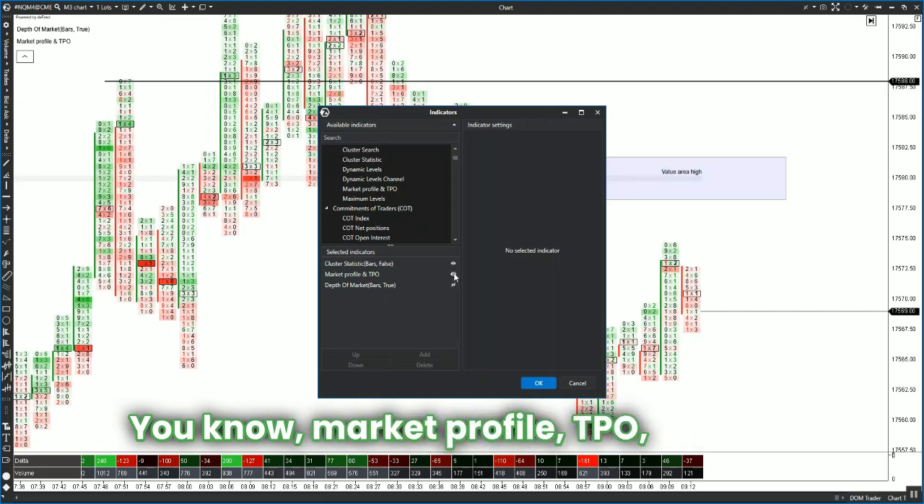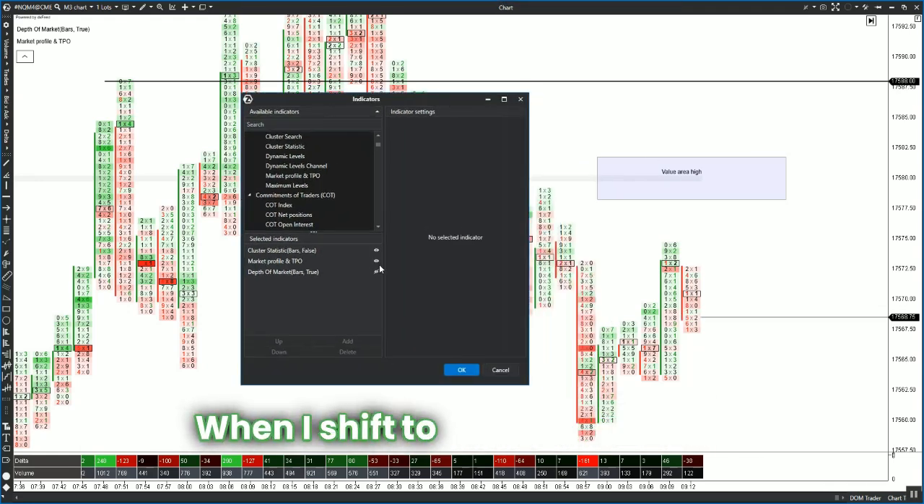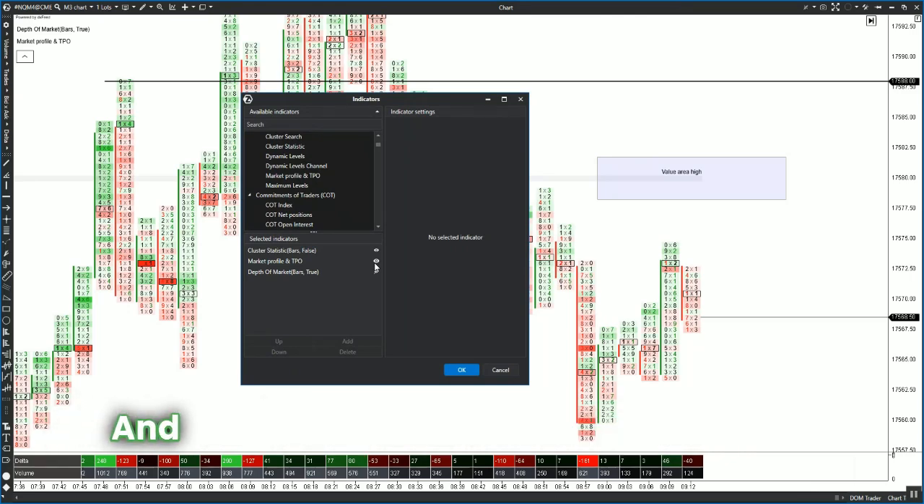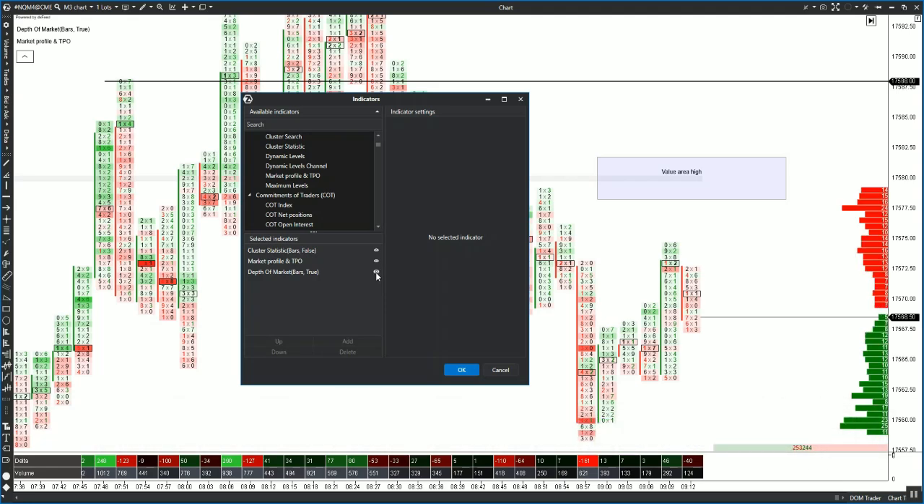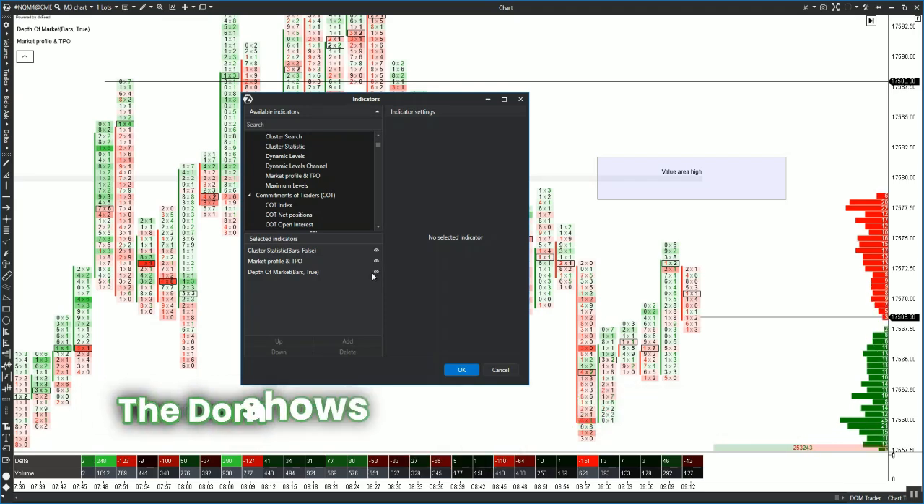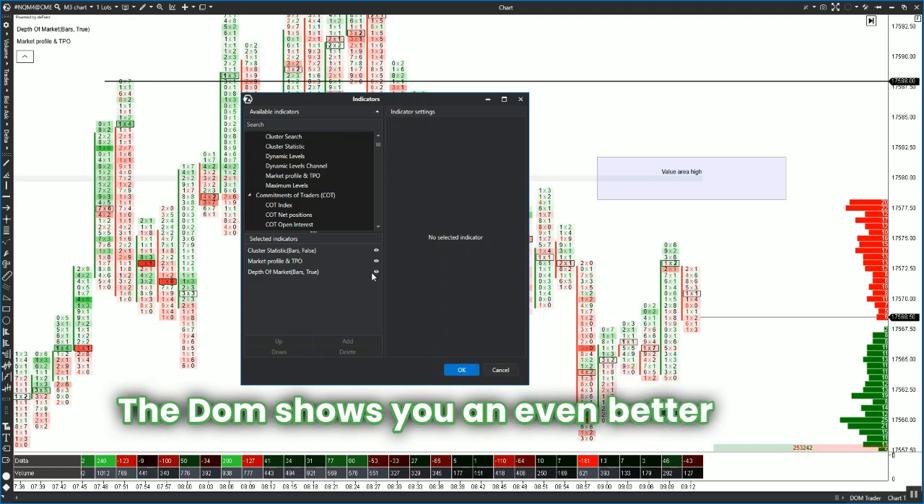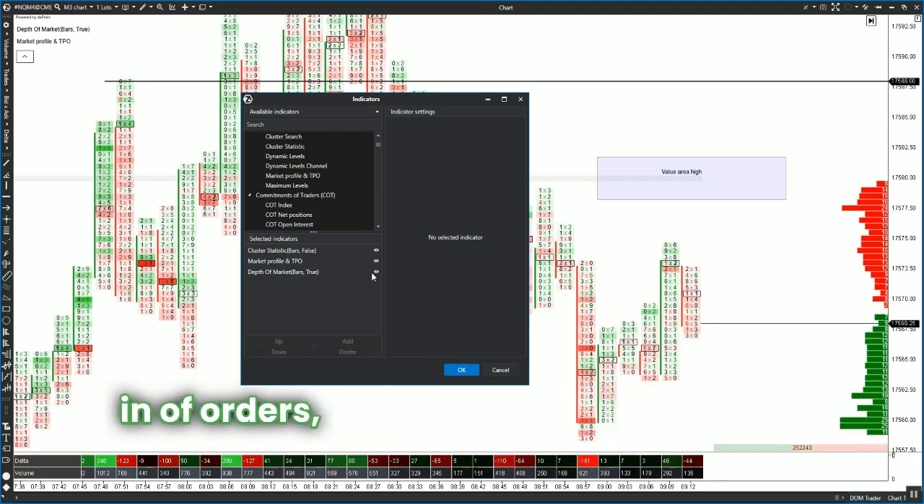Market profile, TPO, which is the value high and value low. You can see it right here. When I shift to these levels, you see it's up here and it disappears. And another thing that I use personally is the depth of market, which is the DOM. Okay, the DOM shows you an even better story from the continuous flow of orders.